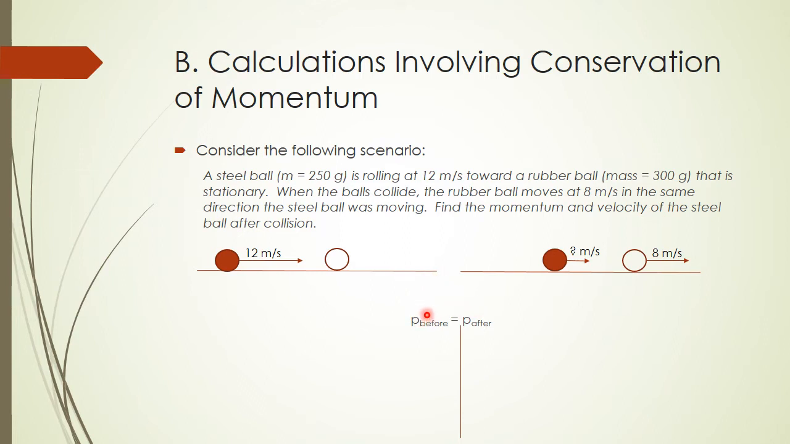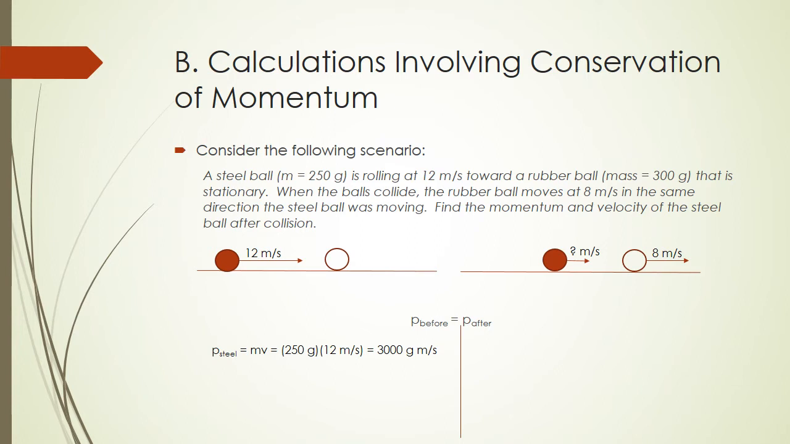But in order for me to find this, I need to calculate the momenta of the two balls that are involved. So I can find the momentum of the steel ball, and again see the notation here. P for momentum and then the subscript steel to indicate the steel ball is equal to its mass times its velocity, which we're told is 250 grams times 12 meters per second. And that will give us 3,000 grams meter per second for the momentum of the steel ball.